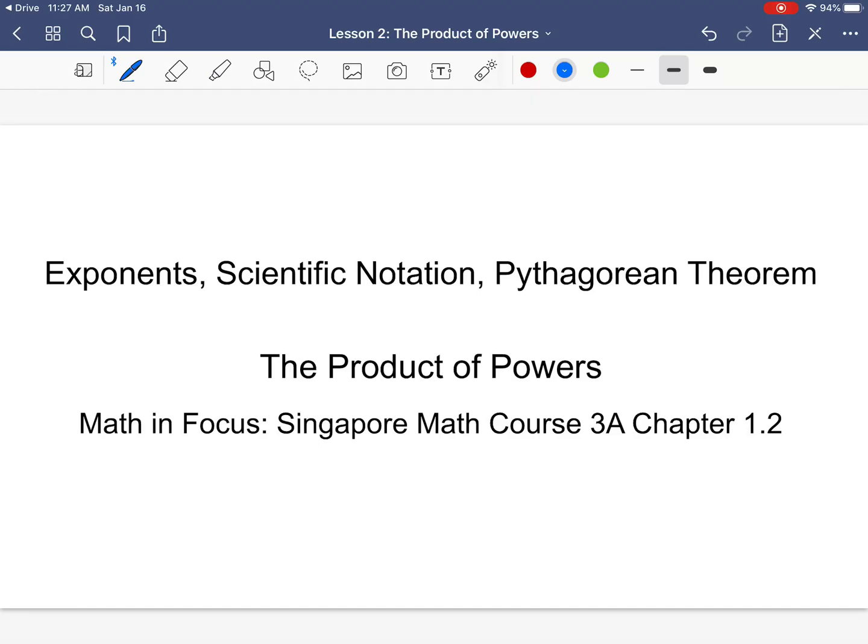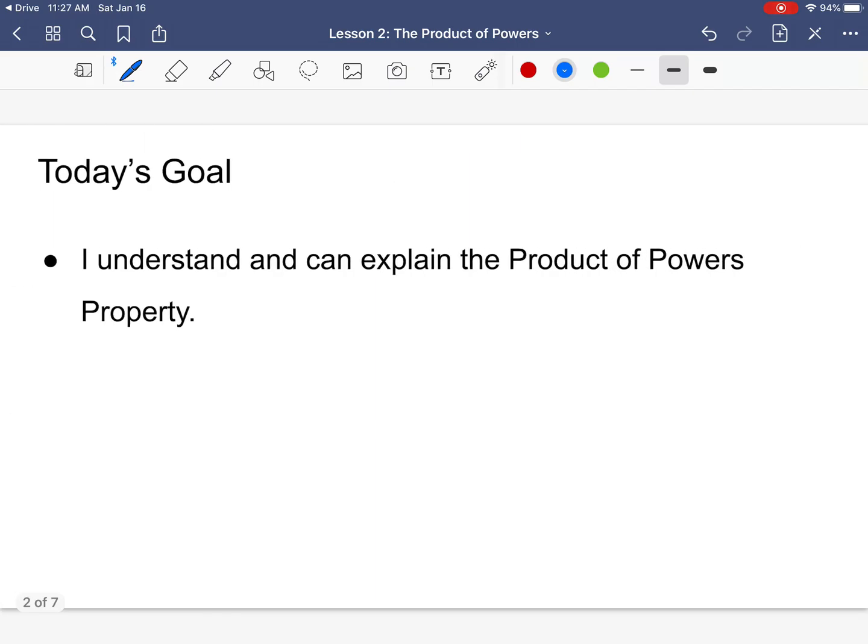Welcome to today's lesson, which is about the product of powers. The goal of today's lesson is that you can understand and explain the product of powers property.